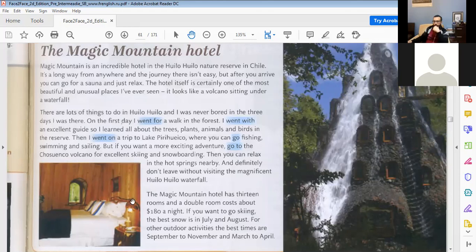The Magic Mountain Hotel has 13 rooms, and a double room costs about $180 a night. If you want to go skiing, the best snow is in July and August. For other outdoor activities, the best times are September to November and March to April.